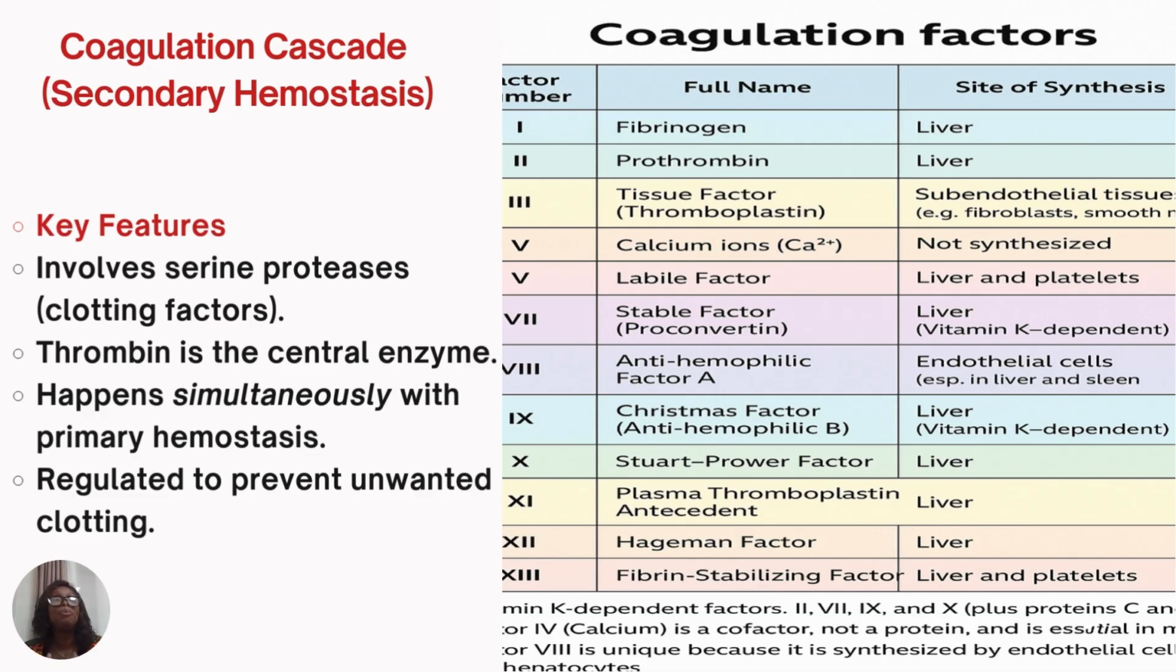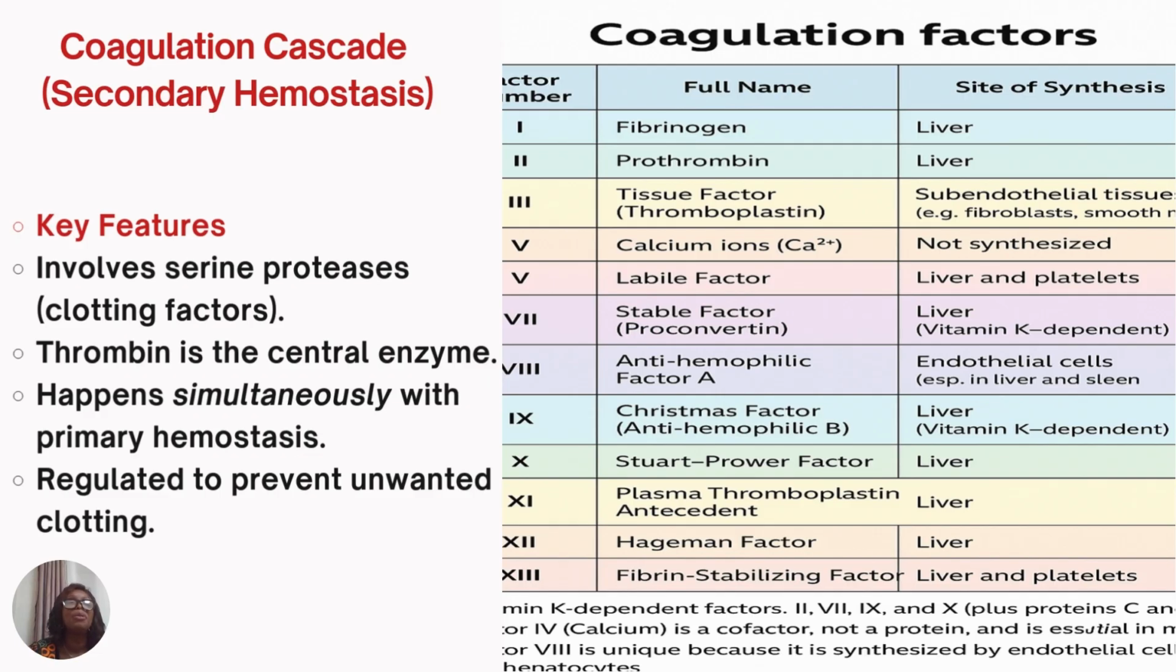So let us look at the various clotting factors that play different roles in secondary hemostasis. Factor one is fibrinogen, and it is synthesized in the liver. Factor two is prothrombin, also produced in the liver. Factor three is called tissue factor, produced by the subendothelial tissue of the damaged blood vessel.